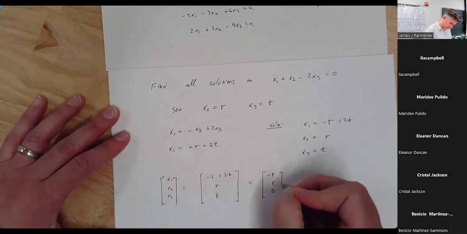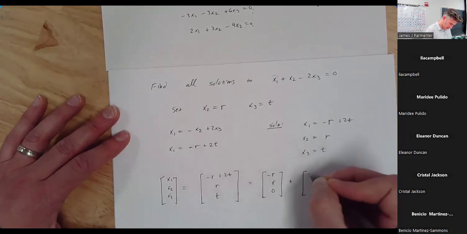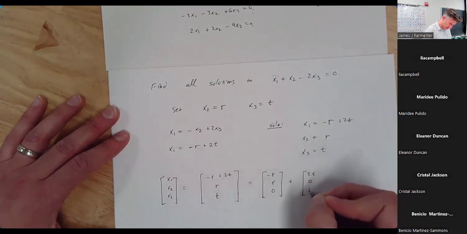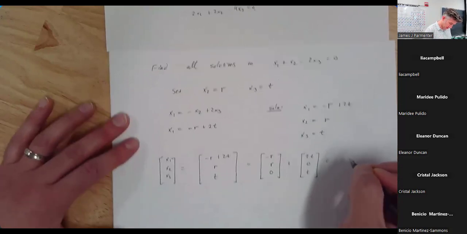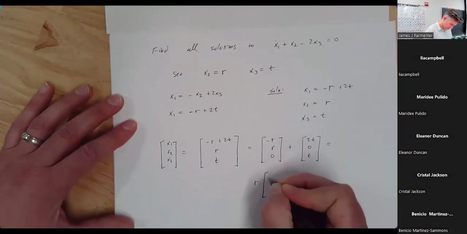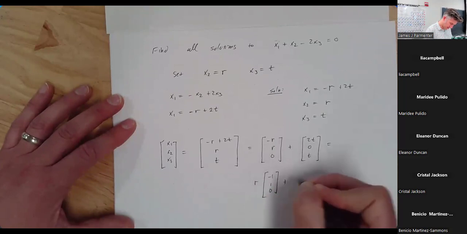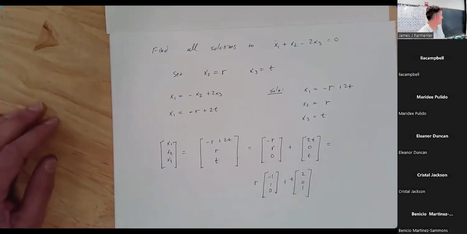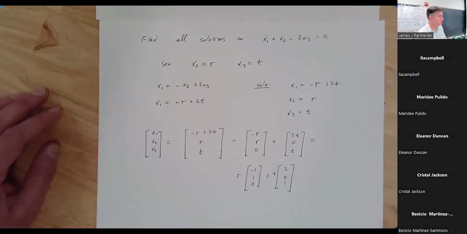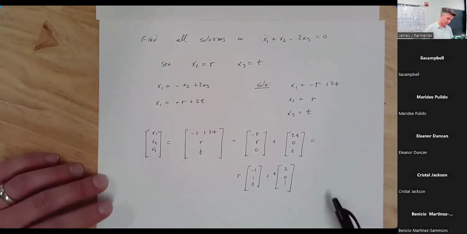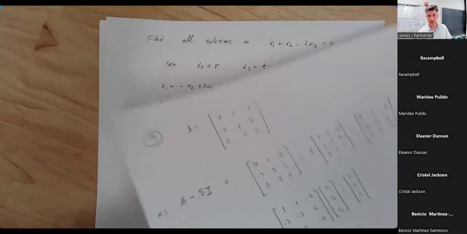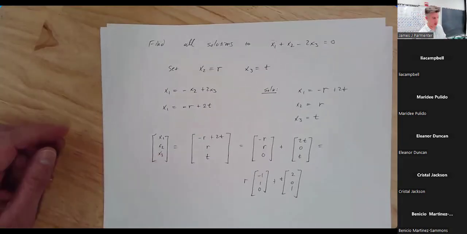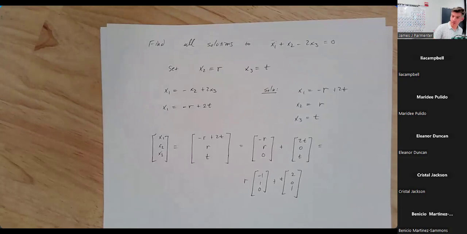Negative R, R, 0, plus 2t, 0, t. And then we like to factor out the R's and the T's. So it looks like this. So this is the general solution to this particular equation. Kind of funky. Yeah. This is problem 5B on the test 3 practice problems.